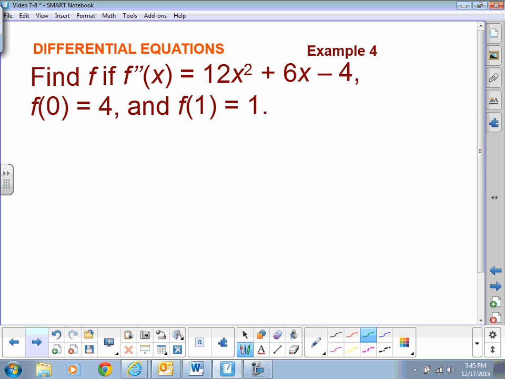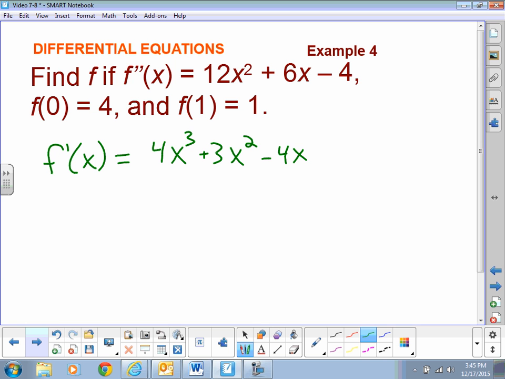So let's try that idea again. They give us a second derivative this time, and we want to find the original. Well, first we'll find the first derivative. To find the first derivative from your second derivative, we've got to do the antiderivative. X squared will go up to x cubed. The 3 will then have to divide out front, so 12 divided by 3 will give us 4. X to the first will go up to x squared. The 2 will have to divide out front, so 6 divided by 2 will give us 3. And then a constant of negative 4 would go up to a linear, so we'll have minus 4x. And then we'll have plus c on the end.